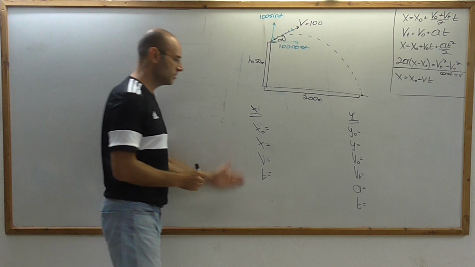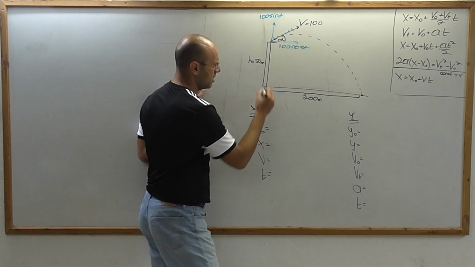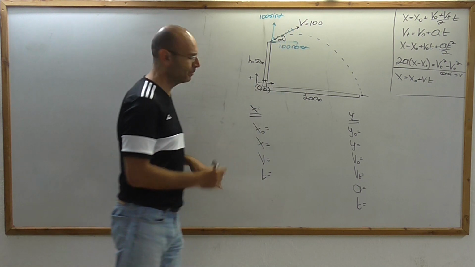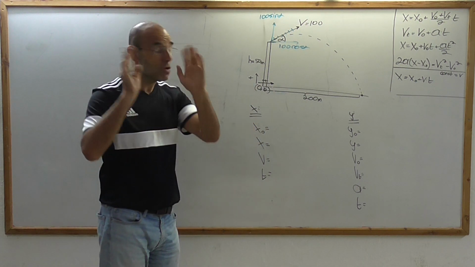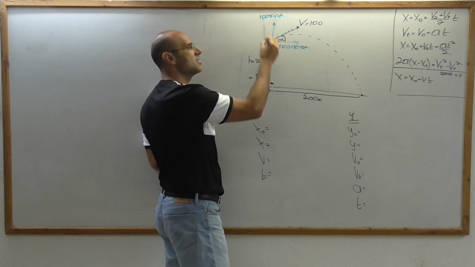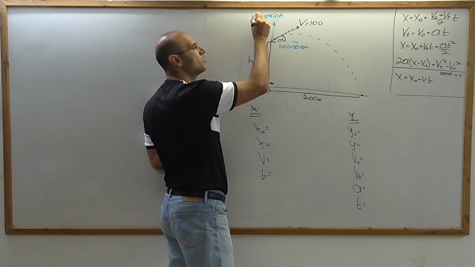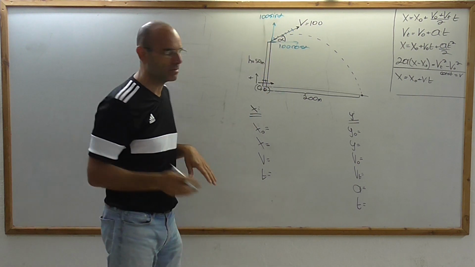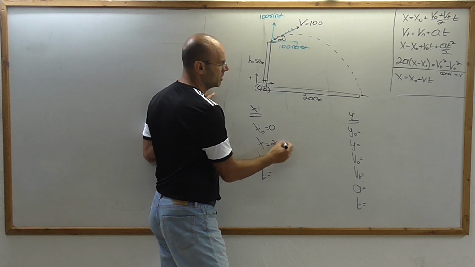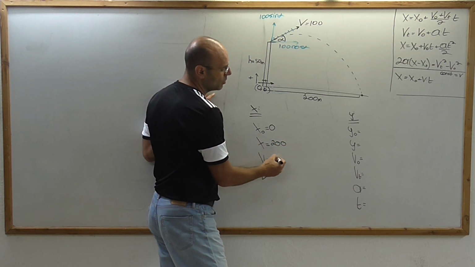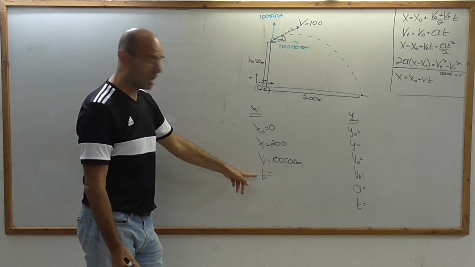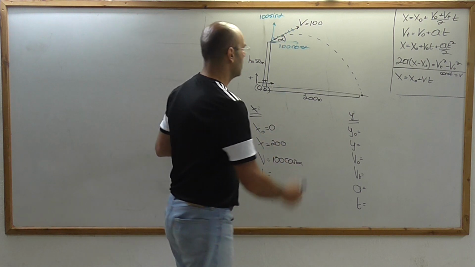Okay, so let's start writing what we know. Again, this is the origin, this is positive here, positive there, okay? If it's not okay, it's your problem because this is what I want to do. But you can choose this as origin and this positive, it doesn't really matter. Okay, x0 is 0. X final, I do know, it's 200 meters. The velocity, I do know, part of it anyway, 100 cosine alpha. Time, I don't know.